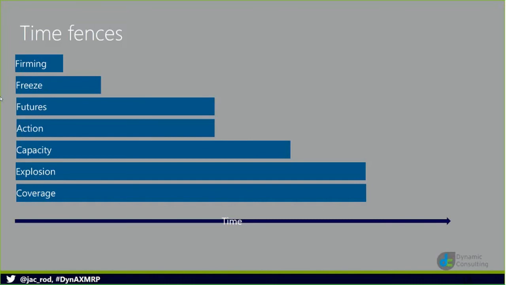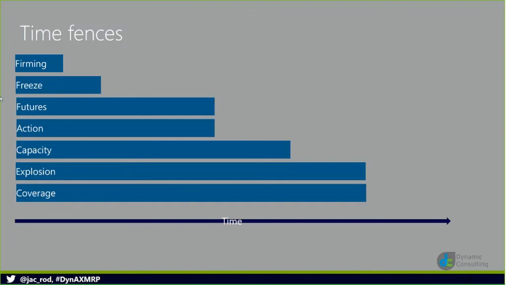Past the 50 days, so if we're past our explosion time fence but still within our coverage time fence, master planning does not do that. What you'll see is a planned production order, but there will be no derived requirements. So it'll say you need to build item X, but it's not going to say in order to build X, you also need Y, and you also need this many of Z. It doesn't do that calculation until you come into the explosion time fence window.